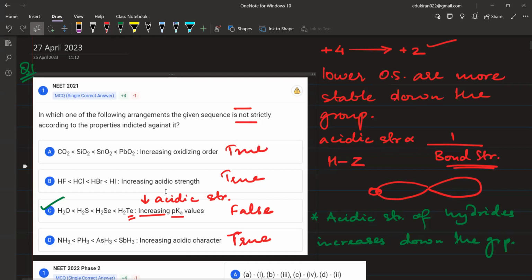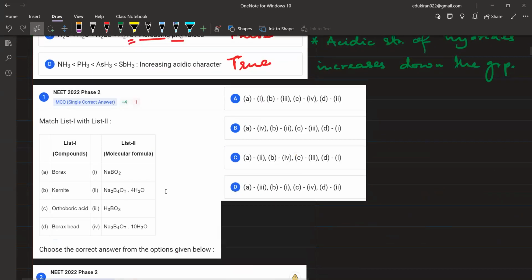I hope all of you are done. Try this next question. You just have to identify the compounds. If you know, it's fine, but if you don't know, then I will ask you to remember the formula for borax. Orthoboric acid you should remember, and borax bead.